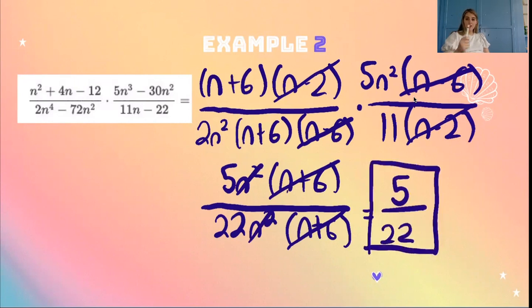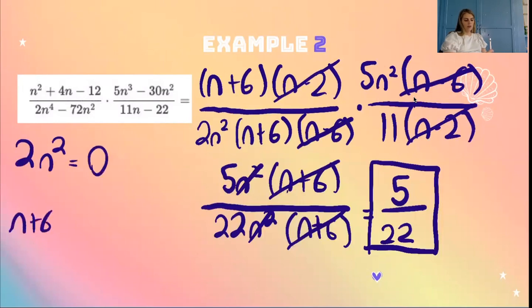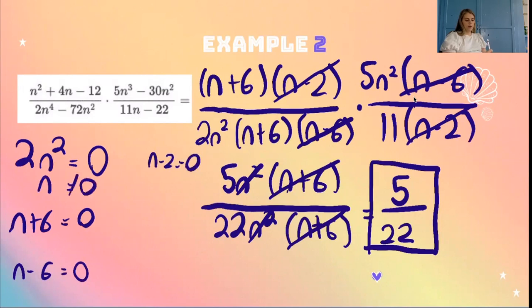What I forgot to do on the last one that we need to do is see what our extraneous solutions are. So I'm going to set everything before we factored, before we canceled, everything that was on the denominator, equal to 0. When I do that, I get that it can't be 0, it can't be negative 6, it can't be positive 6, and it can't be positive 2. So 4 numbers that will give you a 0 at the denominator, even though our simplified version is 5 over 22.